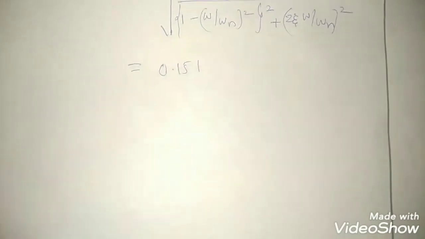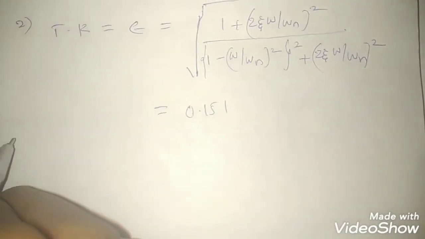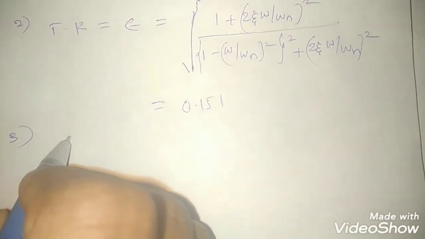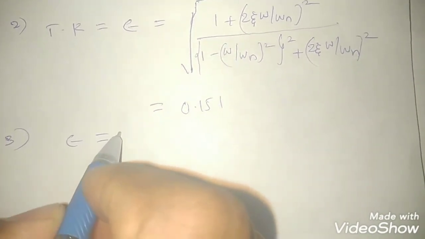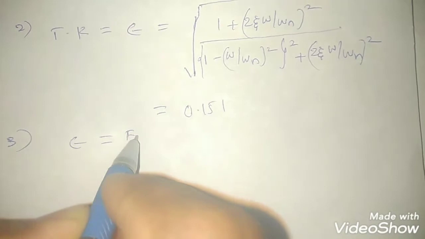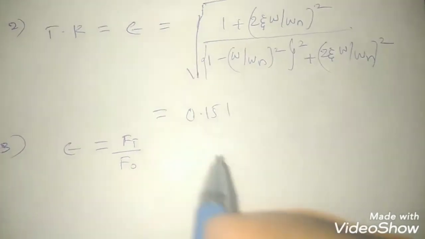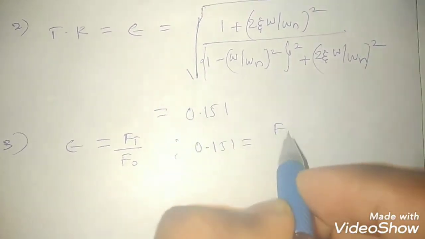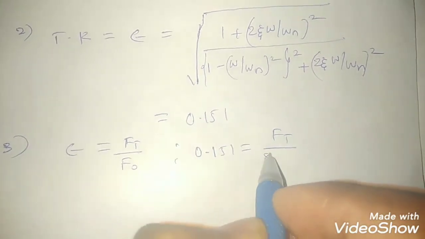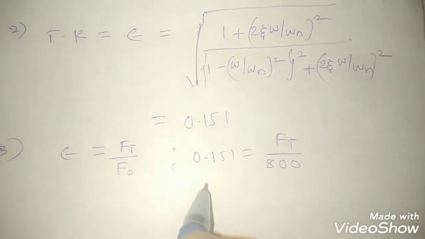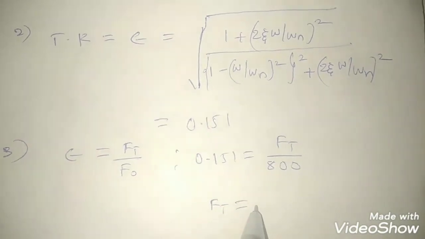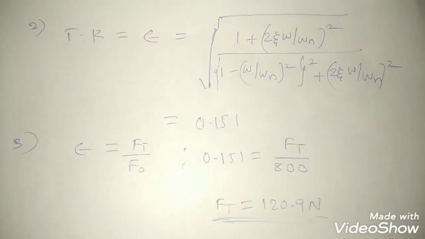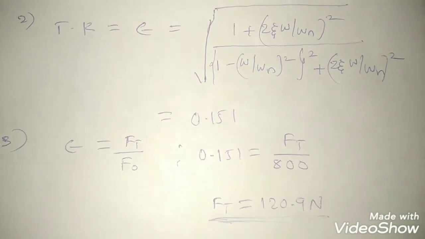And the third one which we want to find is the transmitted force. We know that the transmissibility ratio is the ratio of force transmitted to the impressed force. We know the transmissibility ratio as 0.151, force transmitted we don't know, and impressed force is 800. So the transmitted force is 120.9 Newton. These are the three things asked in the problem, and hence we have found all three. Thank you.